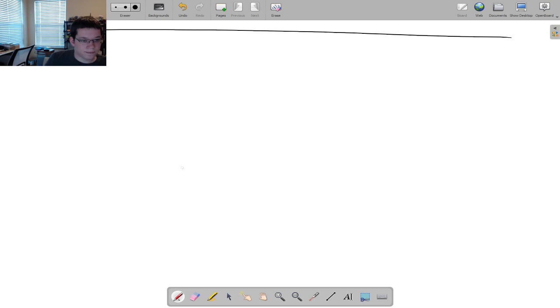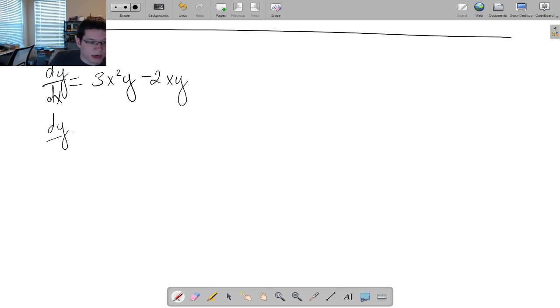Now, let's see. We could be given something in this form, dy dx equals 3x squared y minus 2xy. And this is still separable. How do we know this? It's because we can factor everything out. So we have dy dx is equal to y times 3x squared minus 2x.